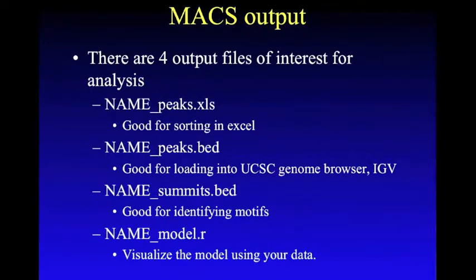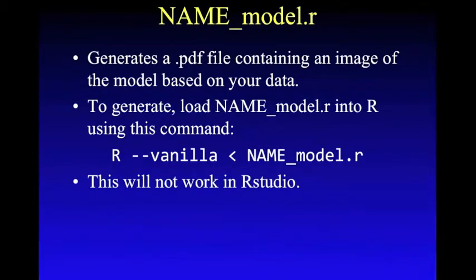Finally, the model.r file is an R script that will produce a PDF image of the model based on your data. We'll start with the explanation of the model.r script and then move on to IGV analysis. The model.r script generates a PDF file containing an image of the model based on your dataset. To generate the model, load the script into R using the command shown above. Using RStudio generally will not work because the size of the data may be too large, so you should run it from the command line.